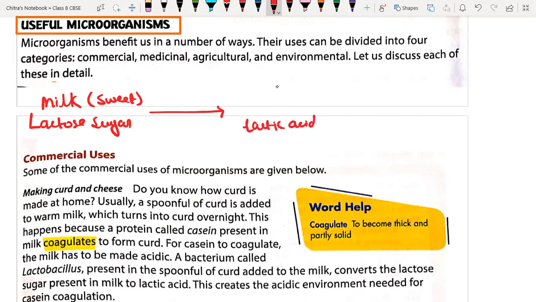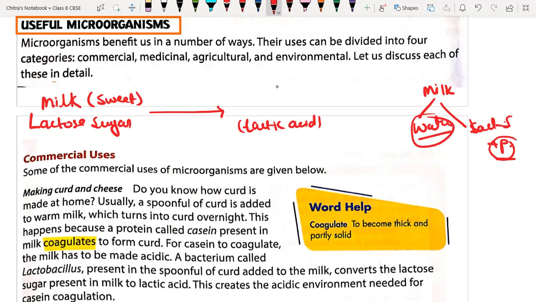Lactic acid. And due to the action of lactic acid, what happens in milk? In milk we have water, lactose sugar and protein substance. Due to the action of lactic acid, the protein substance is separated out from the water. This process is called coagulation, and milk turns into curd.